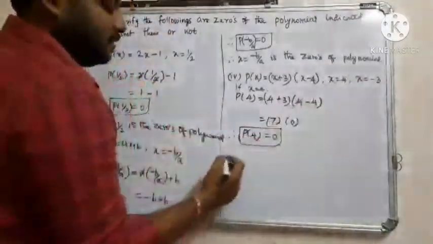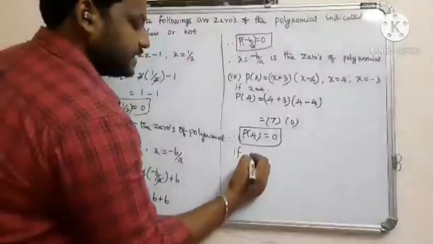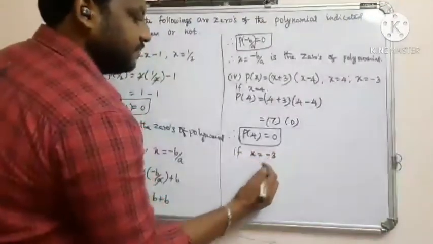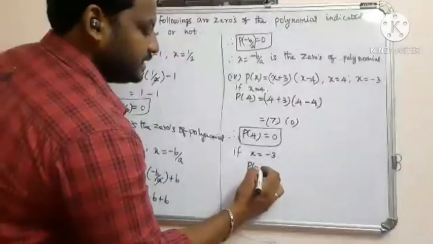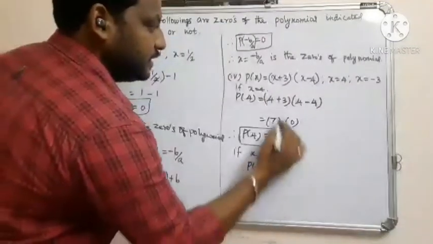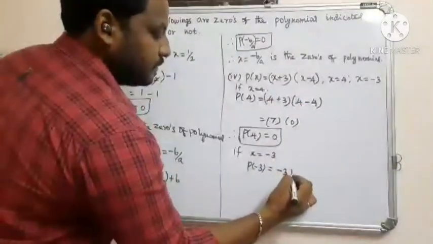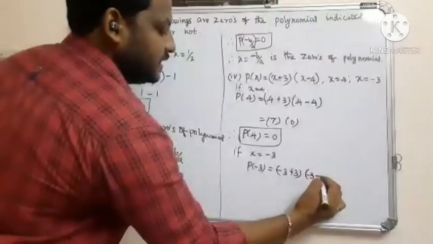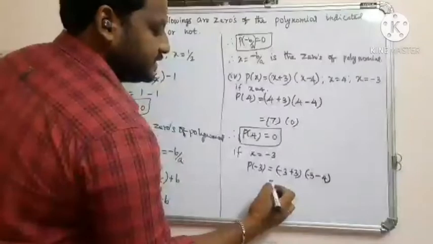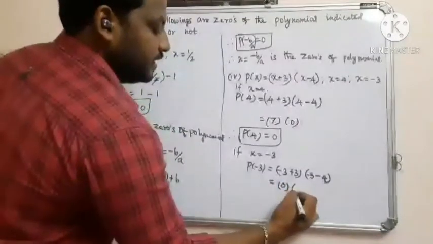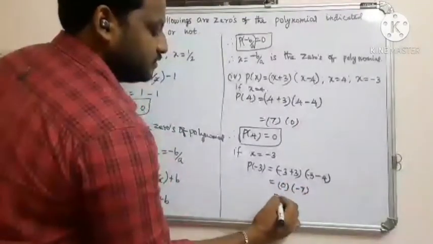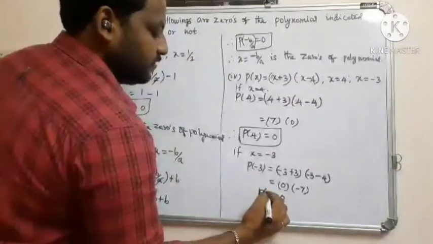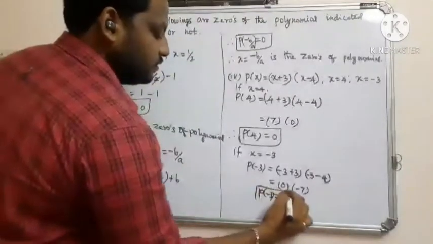Now substitute x is equal to minus 3. So p of minus 3 is equal to minus 3 plus 3 into minus 3 minus 4, which is equal to 0 into minus 7. That is also equal to 0. So p of minus 3 is also 0.